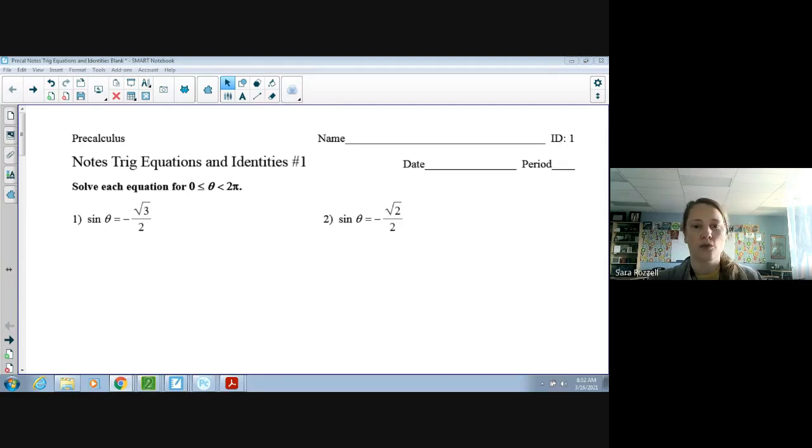Okay. So we're going to start out today with the more basic equations, ones that we don't have to do a whole lot of work before we use the unit circle. We'll increase the steps that we have to use on Thursday, and then we'll introduce identities when we come back from spring break. So more of just like algebra with trig stuff on Thursday.